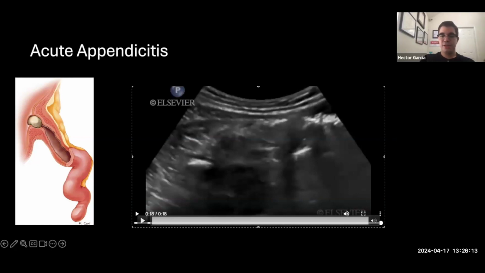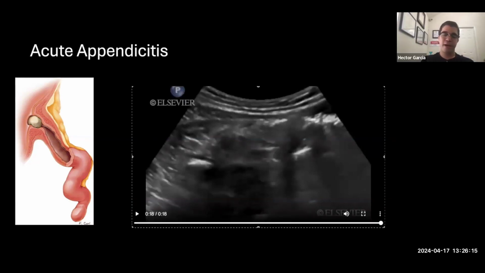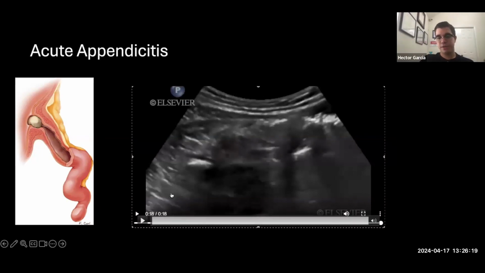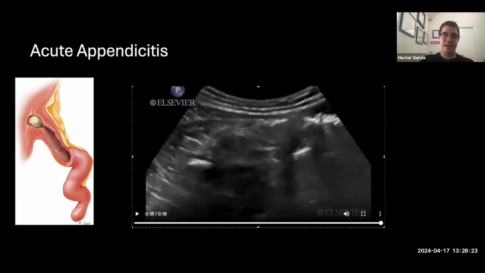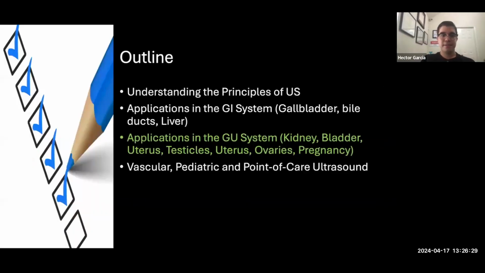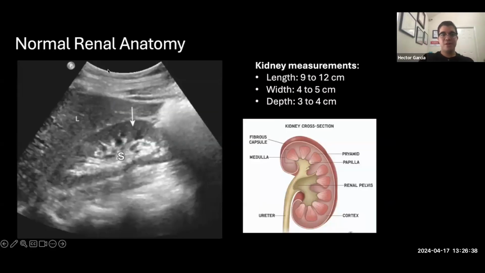How it presents: usually a periumbilical pain that moves to the right lower quadrant in a patient over days, and it's very acute. And once we know it's appendicitis, surgery for that. Now, the next one, we're going to cover the GU system: the kidney, bladder, uterus, testicle. So we're going to start with the kidney.